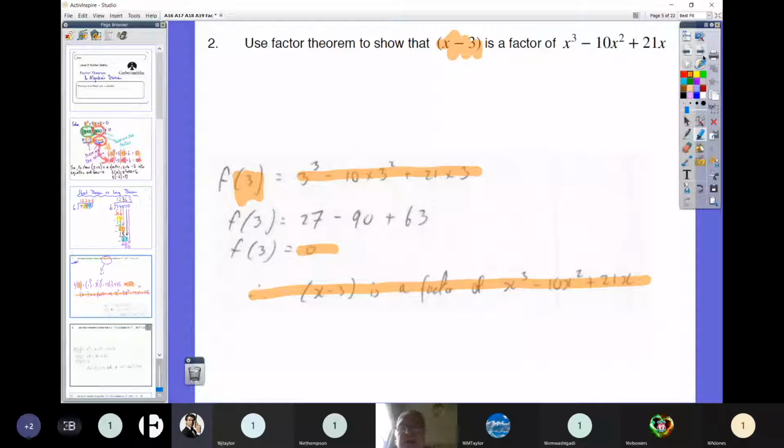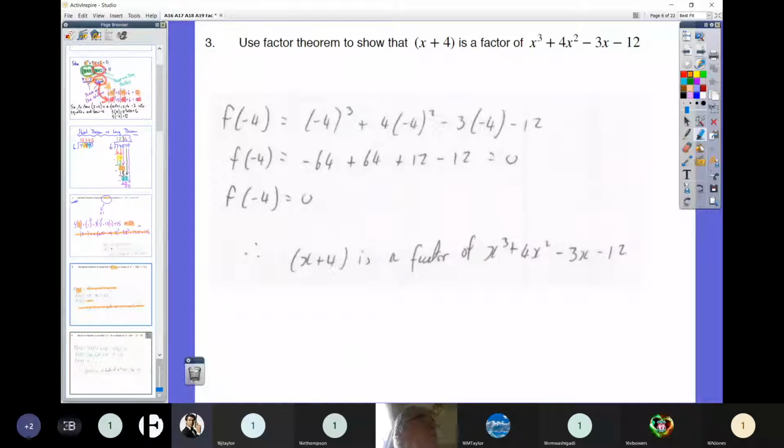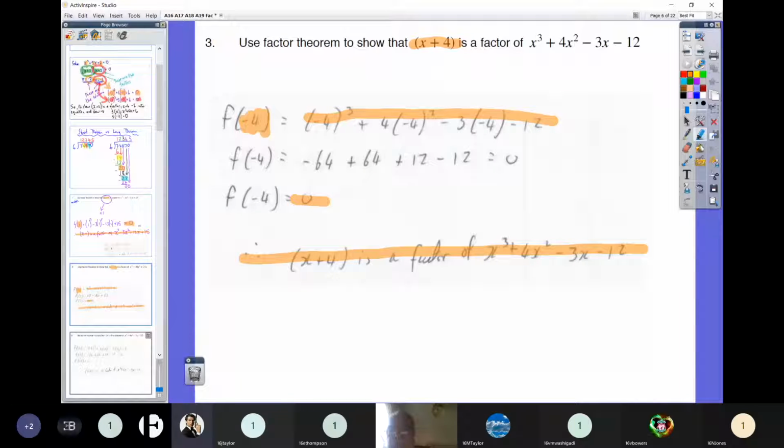Question 3. Okay, now it's x plus 4 is a factor. So make sure you substitute in minus 4. Go and set it all out. Make sure you get 0, and therefore you can conclude it is a factor. Factor theorem is very quick. Do not confuse it with what we're going to move on to in a minute.